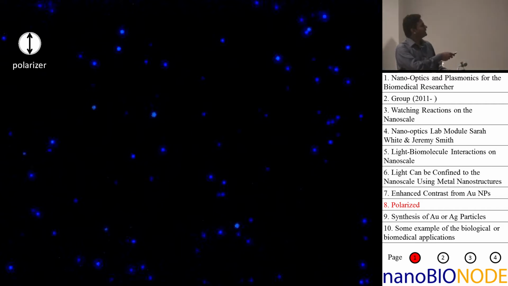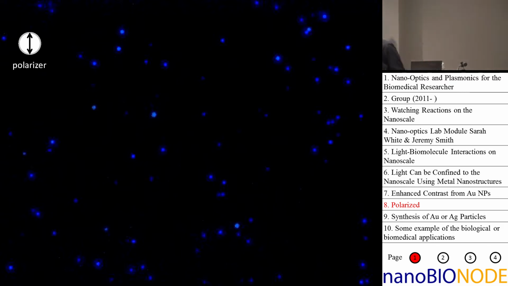In this particular case, I'm just showing you an example of the polarization of this particle. When you rotate a polarizer, these particles are anisotropic, and as you rotate the polarization, they scatter more or less light. They go in and out. So each particle is like a tiny polarizer.